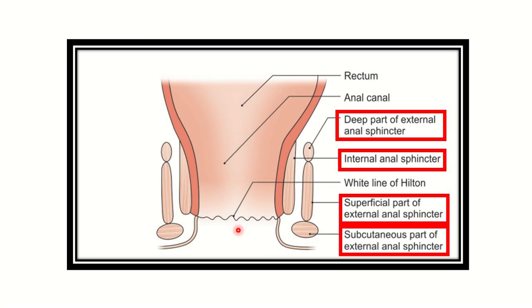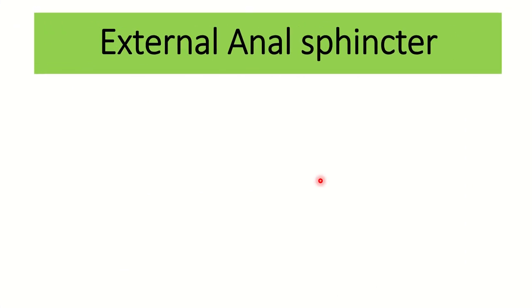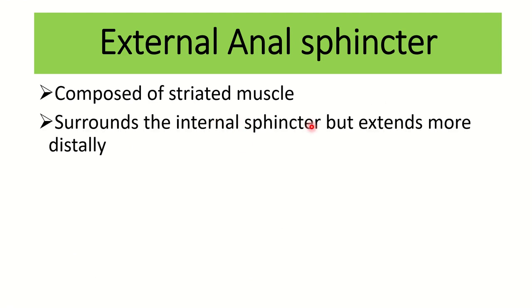In the next picture, it is also very clear that this part which lies internally, which is smooth muscle, is known as the internal anal sphincter. And the outer part, outside the internal anal sphincter, is the external anal sphincter. Now, details about the external anal sphincter. It is composed of striated or skeletal muscle, and surrounds the internal anal sphincter, but extends more distally. That means the more lower part.